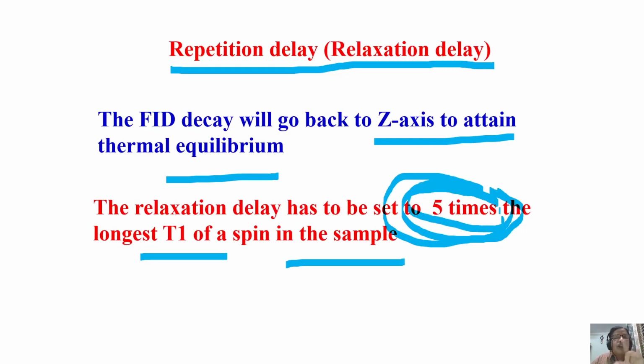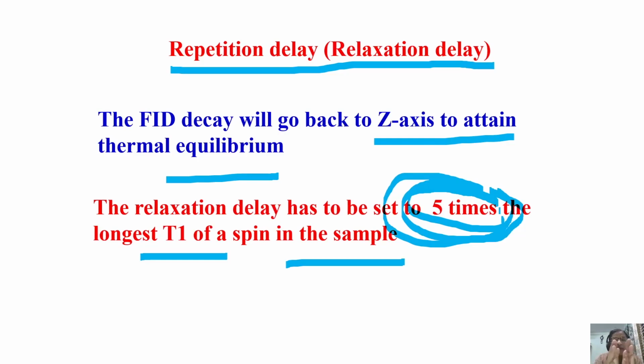If you wait for 1 T1, when t is equal to T1, 67% of the magnetization would have come back. At 2 times T1 you can find out how much. At 3 times T1, already 95 to 96% would have come back. That's enough. You are only losing 3 to 5% of the signal. Or if you wait for only 1 times T1, you will be losing 33% signal, right? So you can play with that.